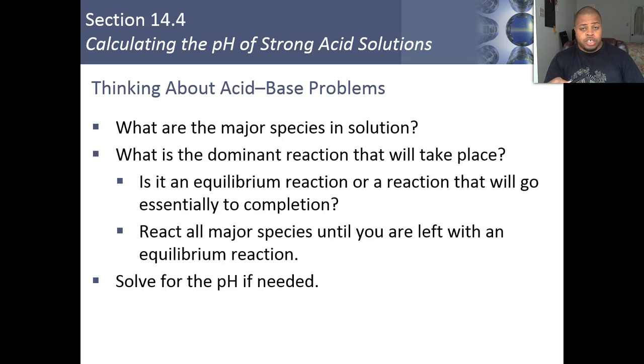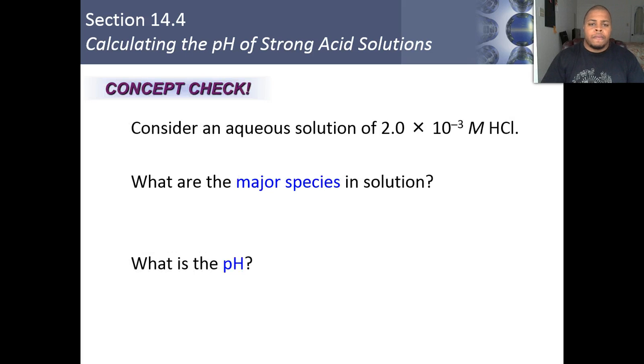Again, what are the major species? What's the dominant reaction? How is it going to play out in terms of equilibrium and pH if the question calls for it? Now, we're going to look at a few examples here and see how we can accommodate all of these questions. So, looking at the following scenario, consider an aqueous solution of 2.0 times 10 to the negative third molar hydrochloric acid. What are the major species in solution?